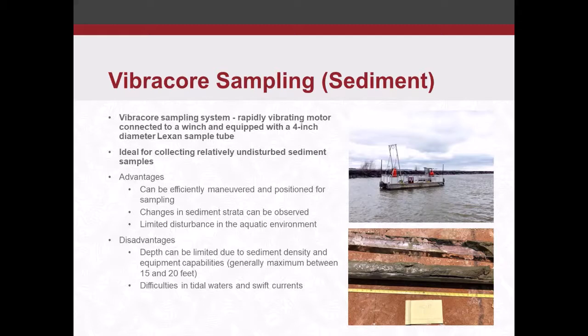Some disadvantages is depth. That can be limited based on the sediment density and equipment capability. So generally between 15 and 20 feet, that's where you're going to get maximum for your sediment samples with the VibroCore. And also when you get into tidal waters, swift currents, just trying to anchor the boat in position, and then keeping your verticalness of your sampling equipment gets pretty tricky. So that could be a challenge there.